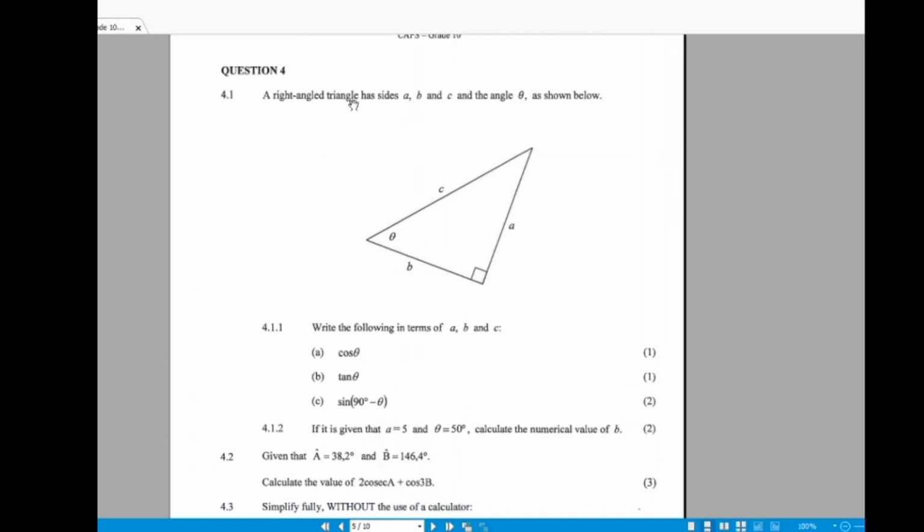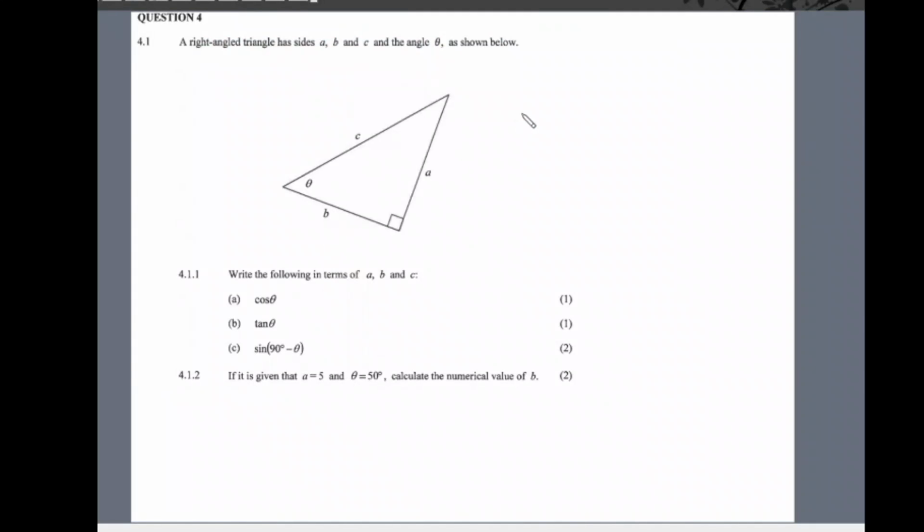But a right angled triangle has sides A, B and C, and then angle theta is shown in this picture, and then write down the following in terms of A, B and C, right? So must introduce a lesson in trigonometry. So Thomas discuss some trigonometric ratios.